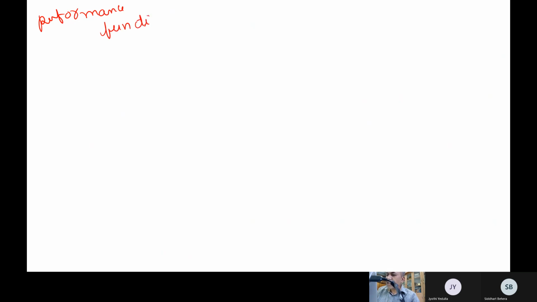Now, what will be the performance function here? Y is MP minus Q. You can also write it like this.